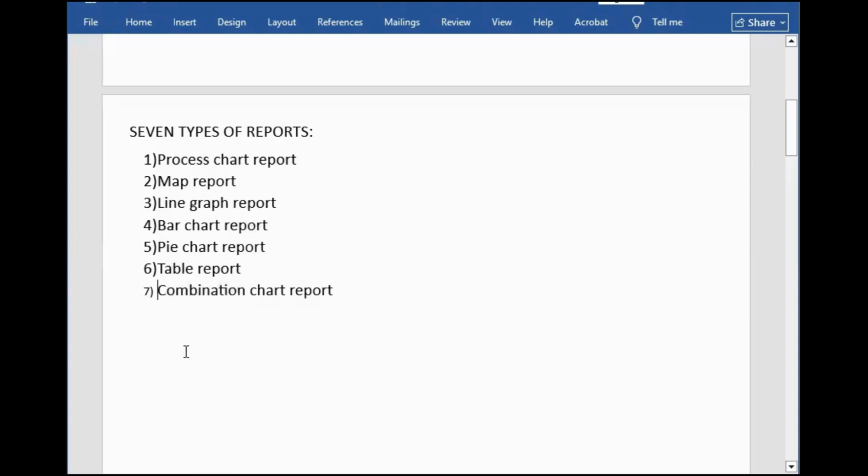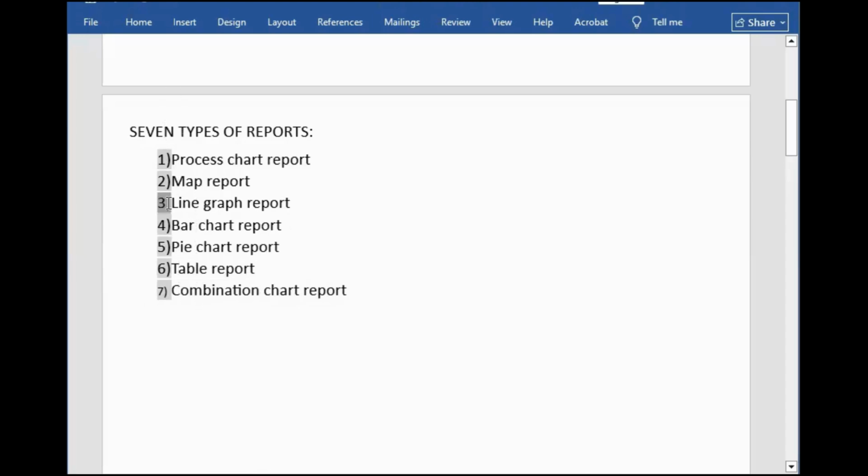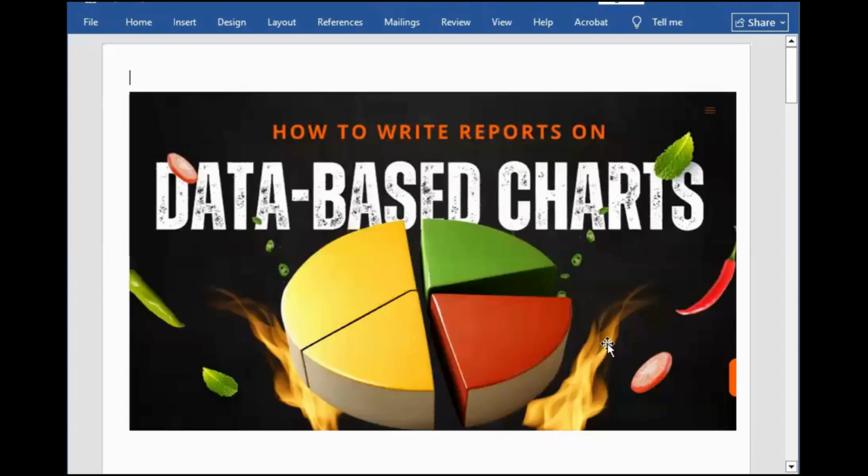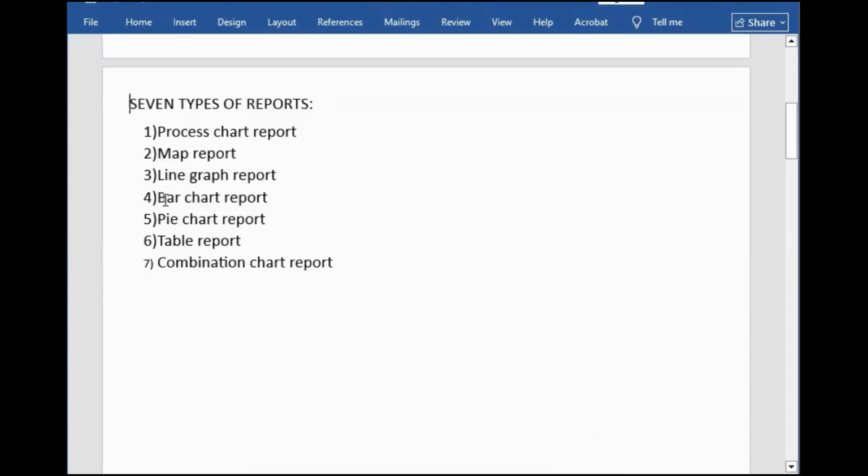Okay? So when you look at this list from number 3 report to number 7 report, I call them database charts. Line graph is a database chart. Bar chart is a database chart. Pie chart is a database chart. Table is a database chart. Combination chart is also a database chart. So when I say I'm teaching you how to write reports on database charts, I am focusing on 3, 4, 5, 6, 7. That's what I'm focusing on during this class. I hope you guys are following me.